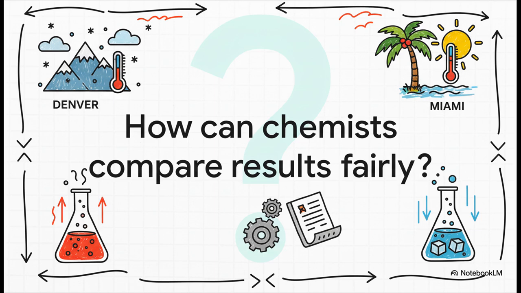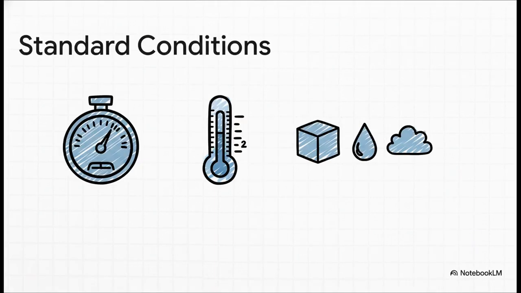They needed a set of agreed-upon rules. And these are the rules of the game. They're called standard conditions. The pressure has to be 100 kilopascals, which is just about normal atmospheric pressure. The temperature has to be 298 Kelvin, which is a nice, comfortable 25 degrees Celsius or 77 Fahrenheit. And whatever you're testing has to be in its normal state. You know, water is a liquid, oxygen is a gas, and so on.